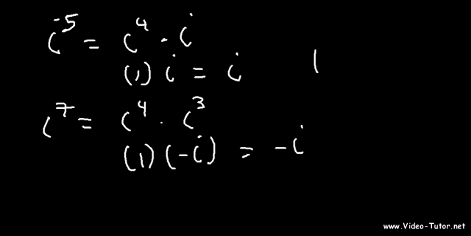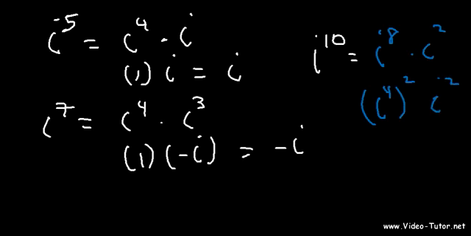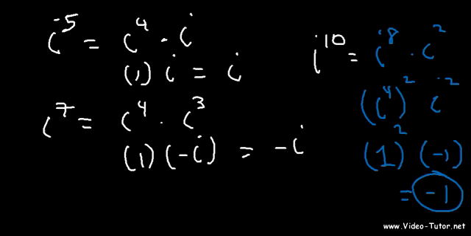Let's say you want to find i to the 10th power. That's the same as i to the 8th times i squared. i to the 8th is like i to the 4th squared, because 4 times 2 is 8. i to the 4th is 1. 1 squared is 1, and i squared is -1, so you end up getting -1. Now, is there an easier way to get the final answer instead of showing our work as we've been doing right now? It turns out there is.